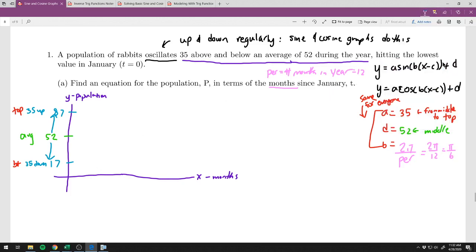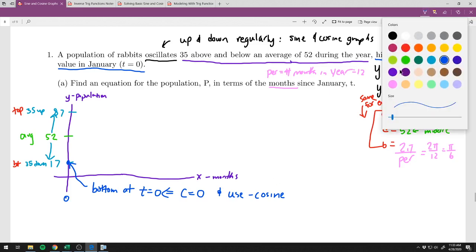And now C, this is exactly what I was talking about before, is you have to pick a specific one for these. And that's going to come from knowing this. It hits the lowest value in January. Okay, so when t equals 0, which is right here, we know it's at the bottom. Right, so what that means is the bottom of the graph, we're going to have C equals 0, and we have to use negative cosine. We pick negative cosine because it's at the bottom of the graph and we know the x value there, which is 0.